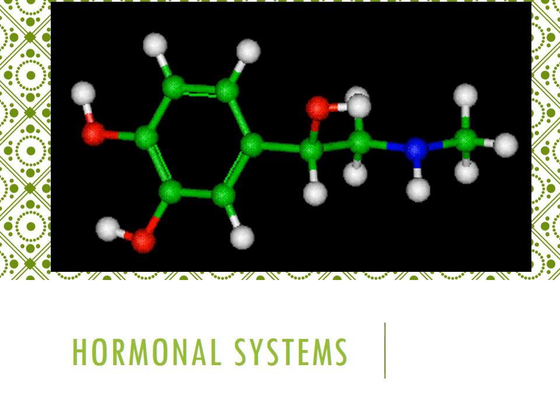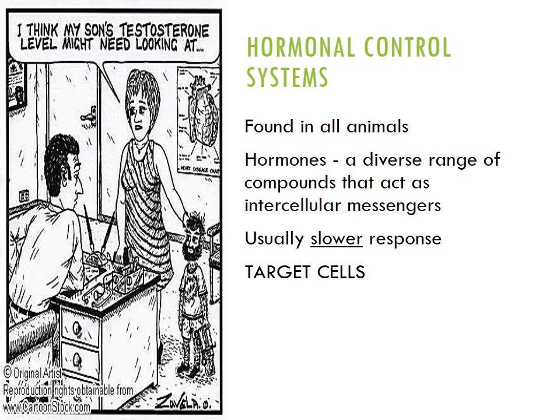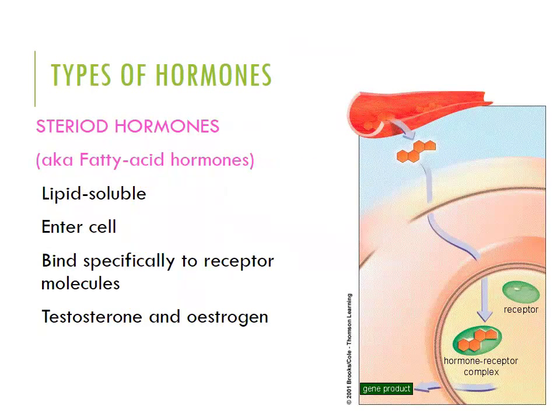So we're going to have a look at the hormonal systems that we have now. This is one of the ways that we're able to maintain our environment. These hormones are found in all animals. The hormones are a diverse range of compounds, and they act as intercellular, so between cells, messengers. So they send a message from one cell to a different cell, and they usually have a slower response when compared to the nervous system, and they target particular cells.